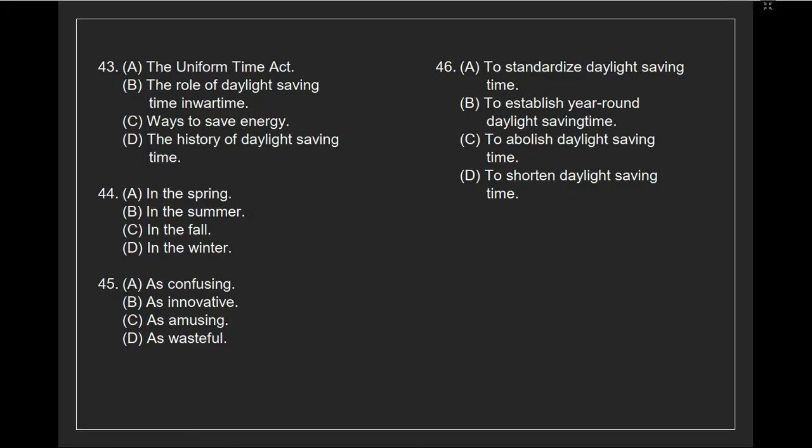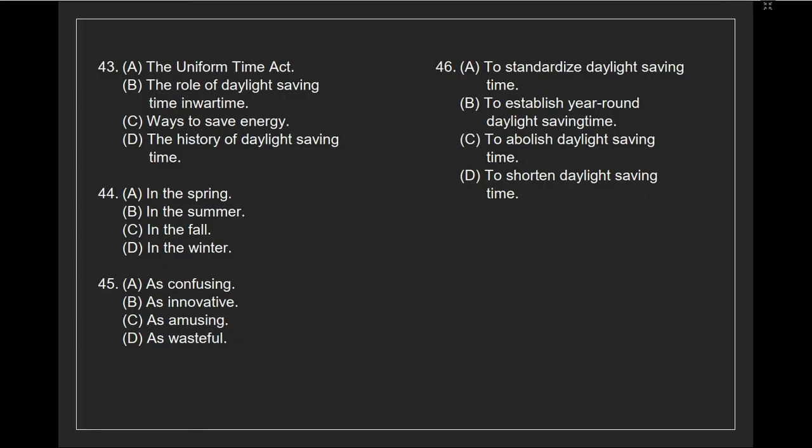In the spring and summer, the sun rises earlier. By moving the clock ahead, people can take advantage of the extra daylight and save energy. Energy is an important resource, of course, especially during wartime. The United States operated on daylight saving time during World War I and again during World War II.